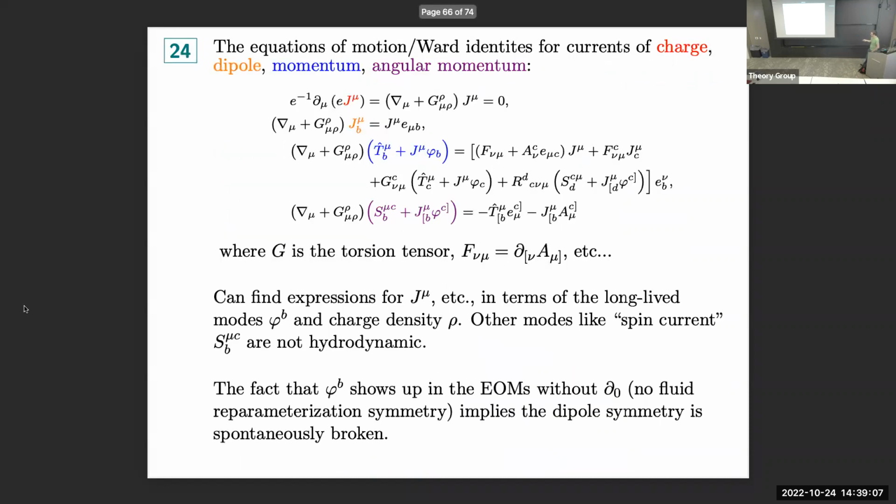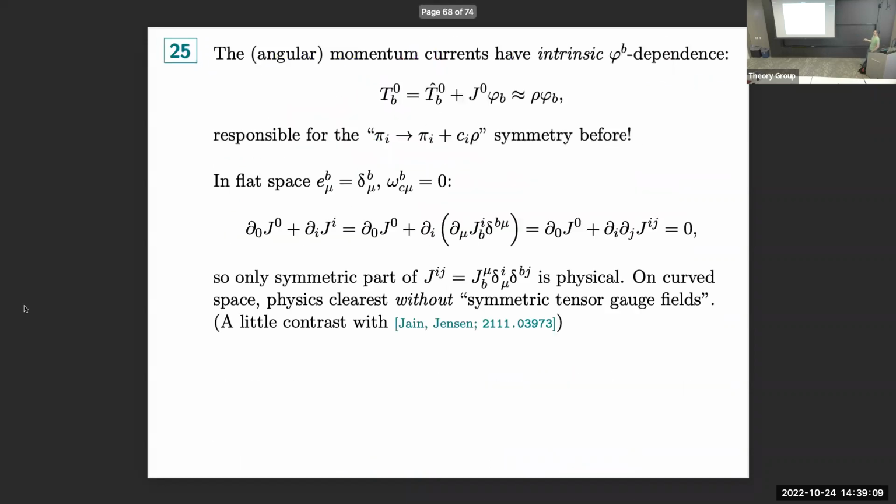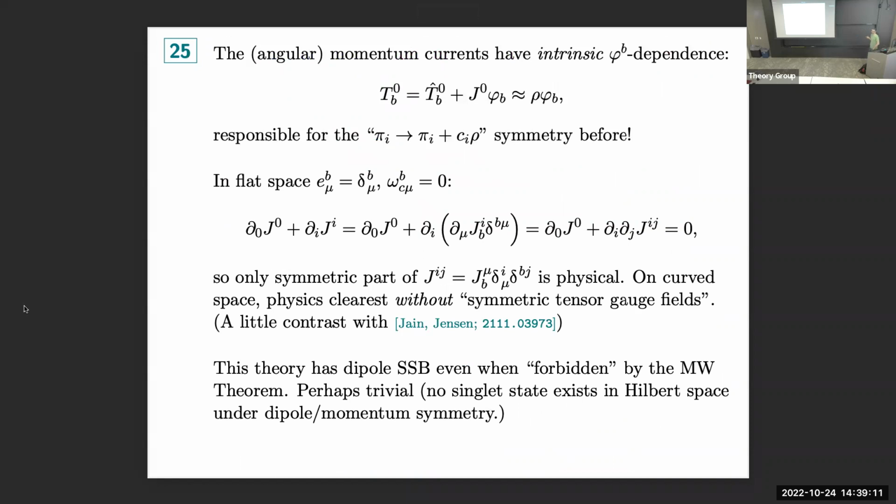That we can now recognize as the Goldstone boson associated with broken dipoles. But the fact that everybody's aligned, is that some form of breaking of Galilean invariance that kills Mermin-Wagner? Certainly this theory won't have Galilean symmetry. Is that the reason why you can have this long range order even in 2D, for example?